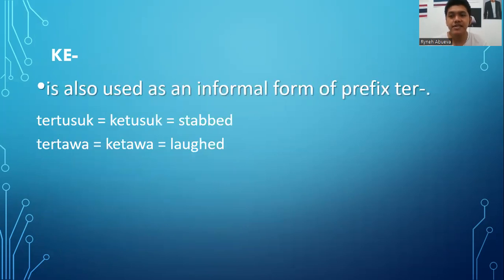The prefix is also used as an informal form of the prefix ter. These examples are used for informal conversation and not for written or literary purposes. For example, tertusuk becomes ketusuk, meaning stabbed. And tertawa becomes ketawa, meaning laugh.